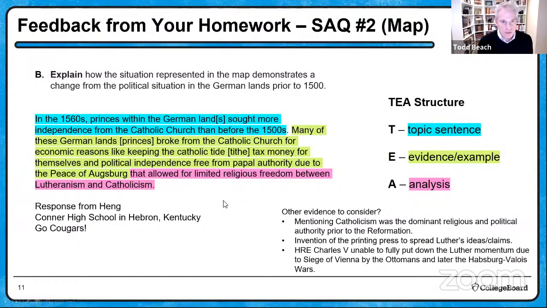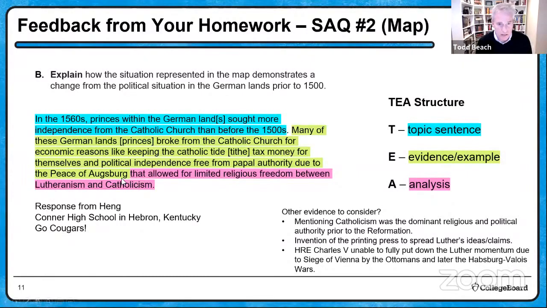Explain how the situation represented in the map demonstrates a change in the political situation in the German lands prior to 1500. And so we'll take a look at our topic sentence there in the blue. In the 1560s, princes within the German lands sought more independence from the Catholic Church than before the 1500s. So good topic sentence to start. In this kind of lime green color, many of these German lands, or princes, I put in brackets for you, broke from the Catholic Church for economic reasons like keeping the Catholic tithe. And that's a strange word students don't really know, but it is tithe, which is the tax money. So I knew what the student was talking about. For themselves and political independence, free from papal authority due to the Peace of Augsburg.